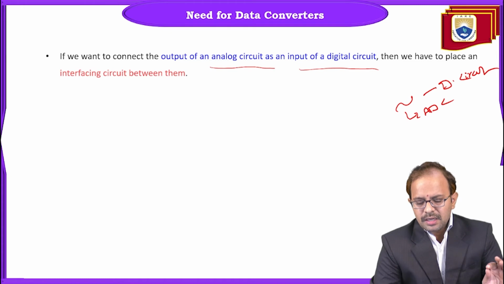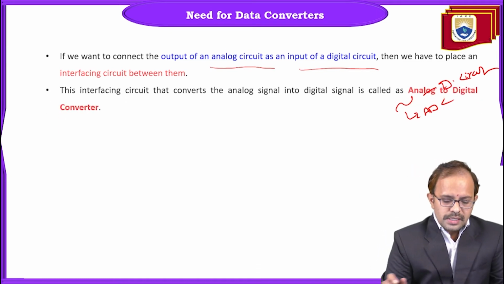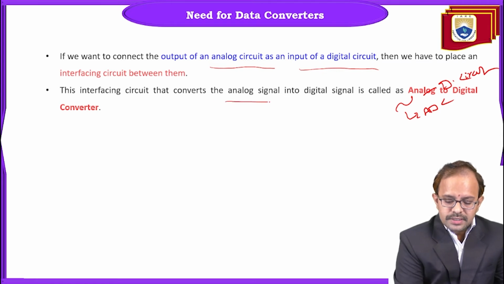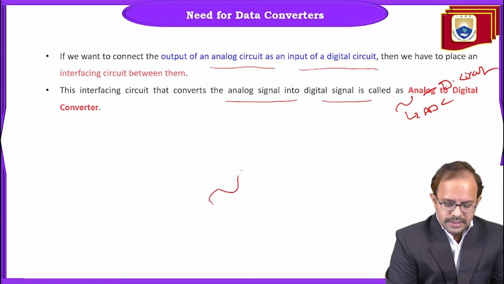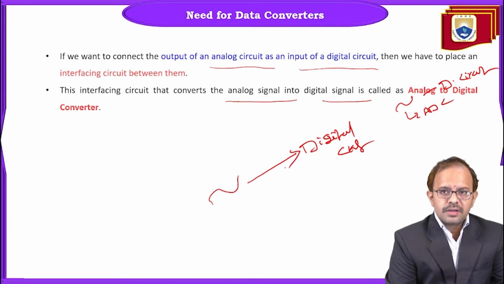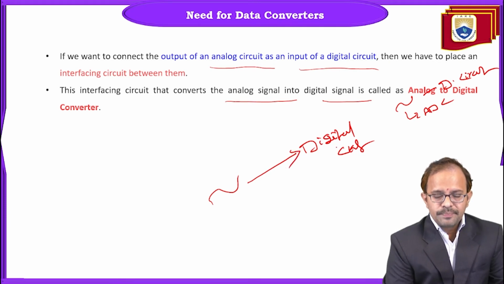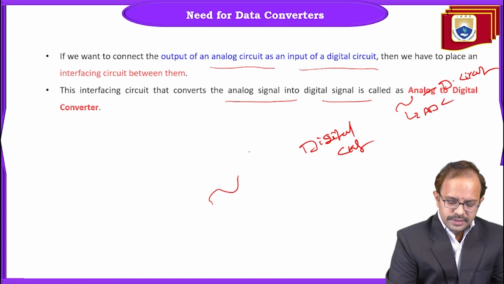This is one essential aspect of this conversion. Also, the interfacing circuit that converts analog signal into digital signal. So here, this is my analog signal and this is my digital circuit. Since I cannot process this analog signal directly to the digital circuit, I cannot apply this analog signal directly to a digital circuit. What do we need? We need an interface.